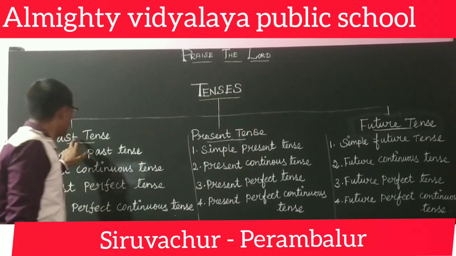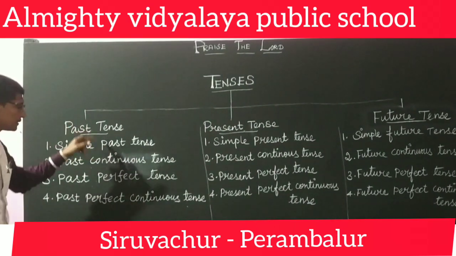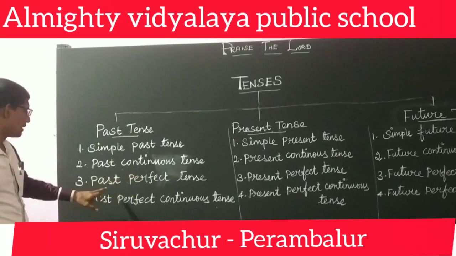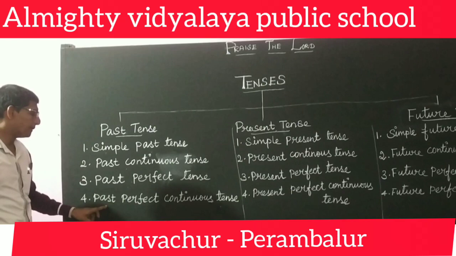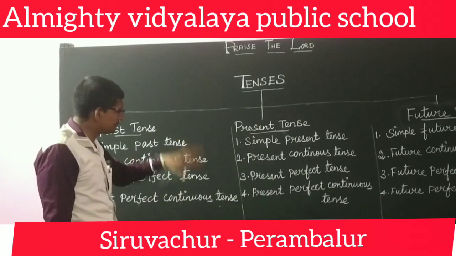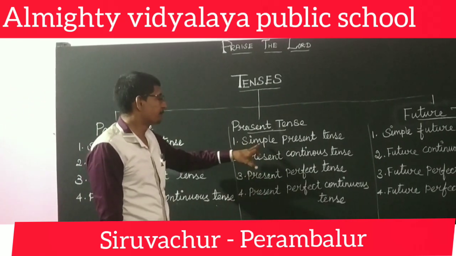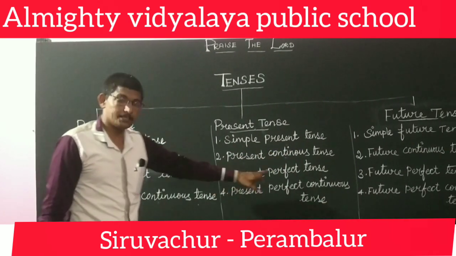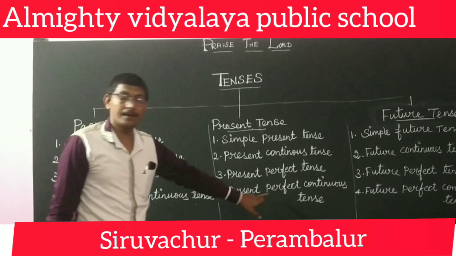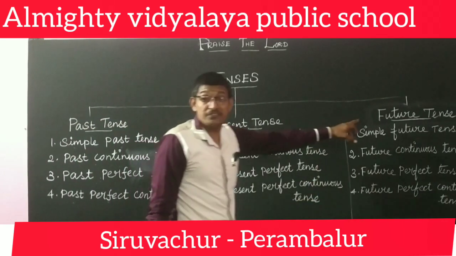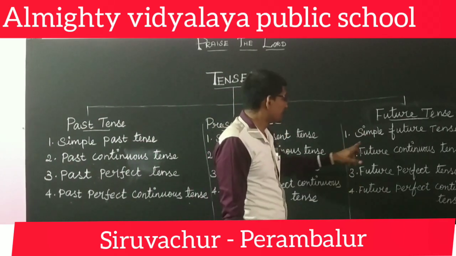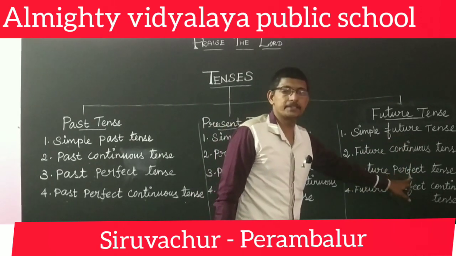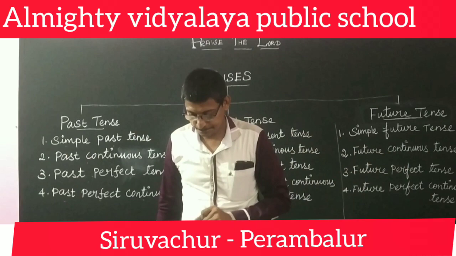First, the past tense. What tenses are there? Simple past, past continuous, past perfect, then past perfect continuous. In the same way, the present family: simple present, present continuous, present perfect and present perfect continuous. The future family also has the same members: simple future, future continuous, future perfect and future perfect continuous.